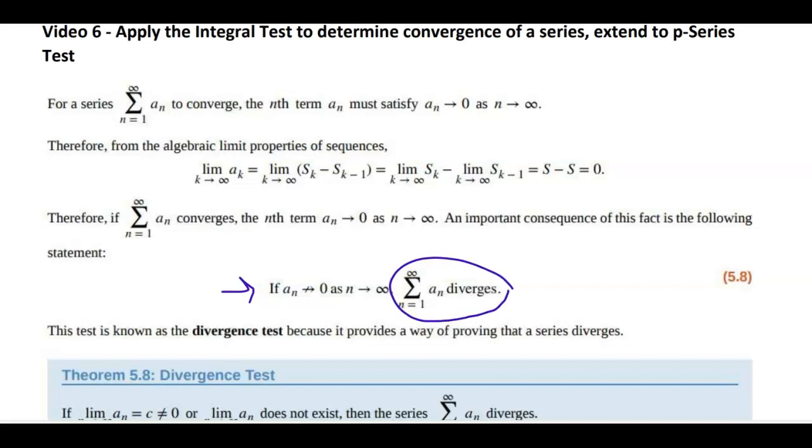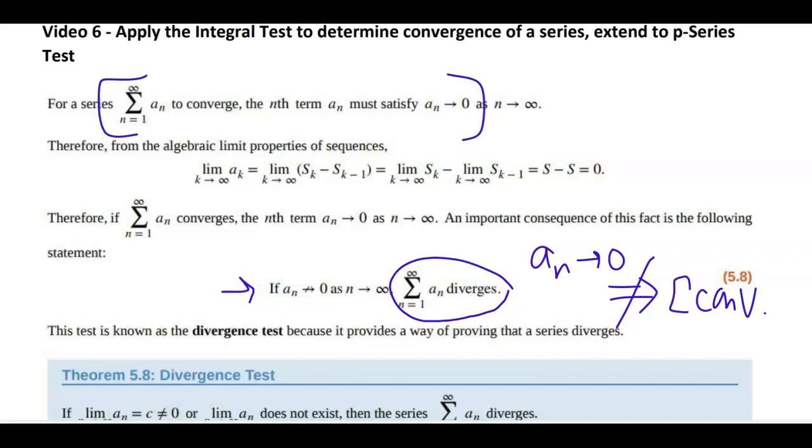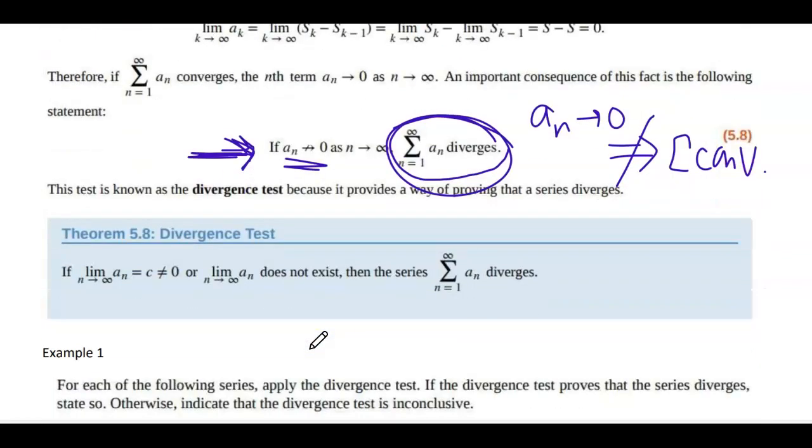Now, just because a sub n goes to 0 does not imply that the series converges. Okay? If the series converges, this must be true. The converse is not true. But you do know that if the sequence does not go to 0, then the series must diverge. That's known as the divergence test, because it's a quick way to be like, oh, well, I'm not going to be able to add all of those things up.